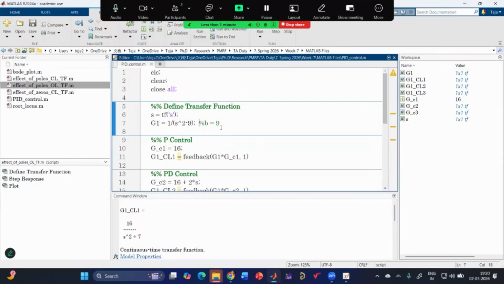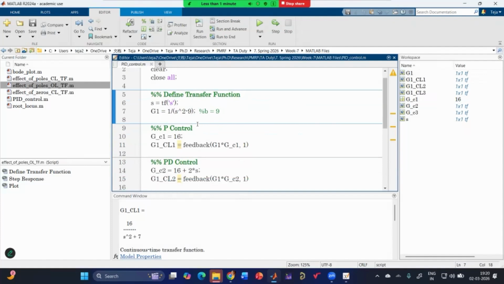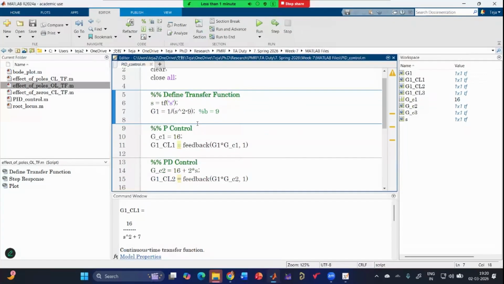I have considered b to be 9 because it has to be set to a number for MATLAB to compute. So I have considered g1 to be 1 by s square minus 9. Based on our result, I have considered P control, PD control as well as PID control. In the case of P control, my G closed loop is Kp, and Kp has to be greater than b. So I have considered Kp to be 16.